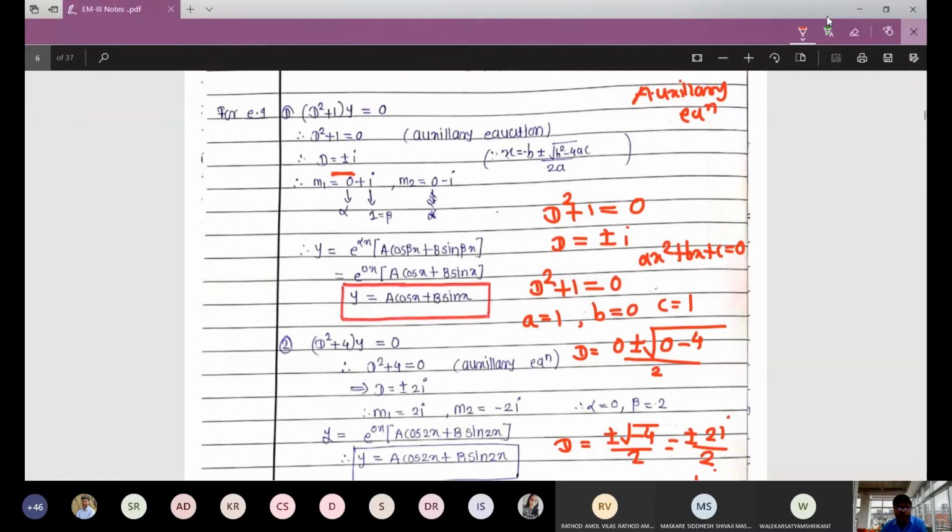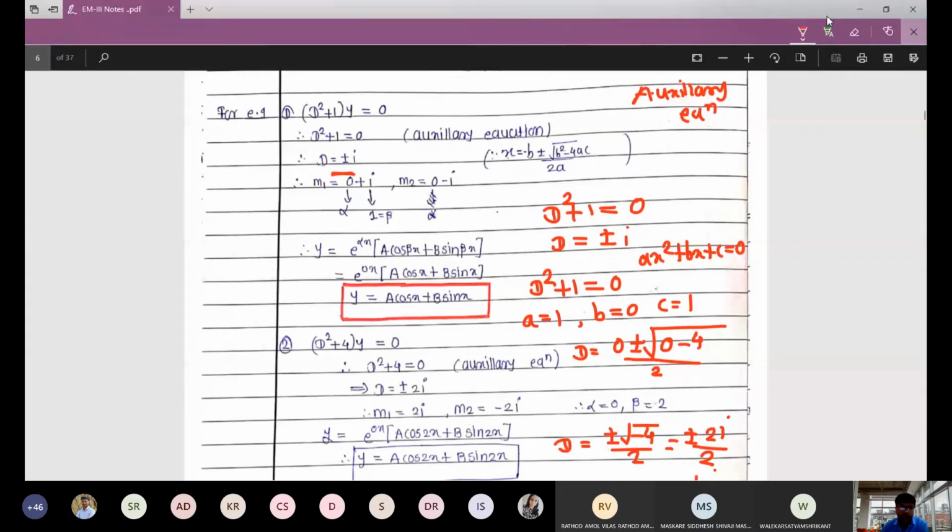Its real part is what? Alpha. And the imaginary part, that means the coefficient of i, is what? 1. And so what is the solution? We already obtained the simplified form: y is equal to e to the power alpha x in bracket a cos beta x plus b sin beta x.